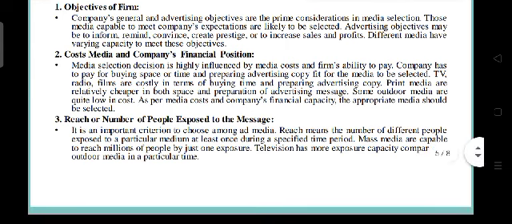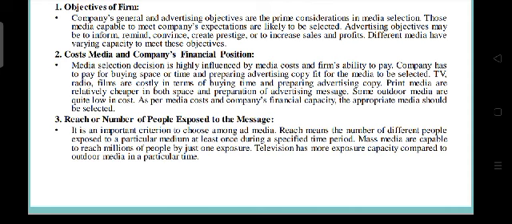Then the second one is cost of media and the company's financial position. The decision of media selection is highly influenced by media costs and the firm's ability to pay. You have to select the media according to your budget, such as print media are relatively cheaper and some outdoor media are quite low in cost. So as per media costs and the company's financial capacity, the appropriate media should be selected.